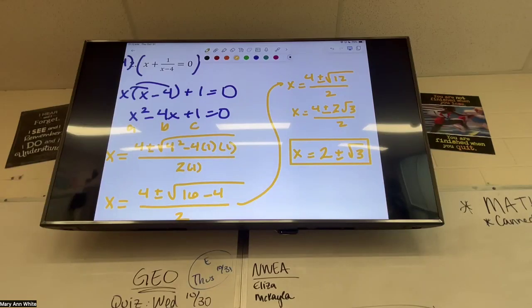You guys good? And this is why I don't want you to plug in. I don't want to deal with the messiness of plugging this in, but I'm going to tell you that it's going to be fine because it doesn't make the denominator equal zero. Okay. All right, let's move on.